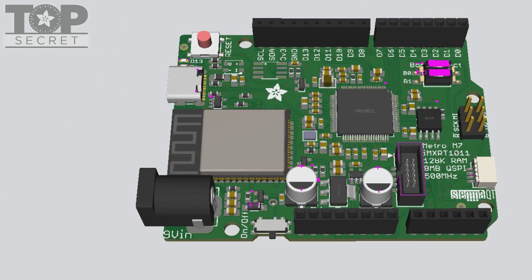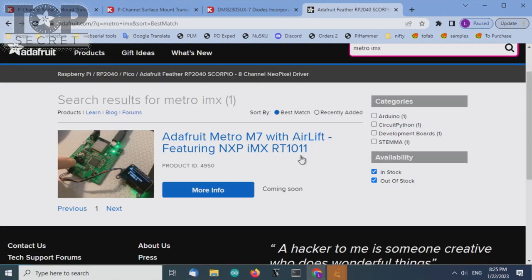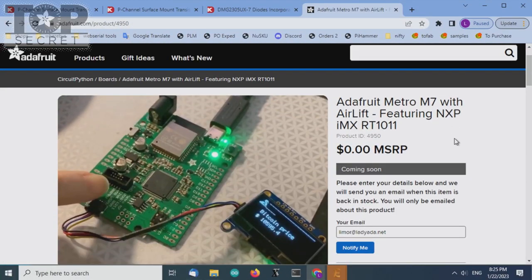We'll have more information about this soon, and you can actually sign up for it. It's product 1950. So when this comes back to life, you'll be able to pick up one of these. This is the prototype. It'll become fully assembled, of course, with headers and everything.